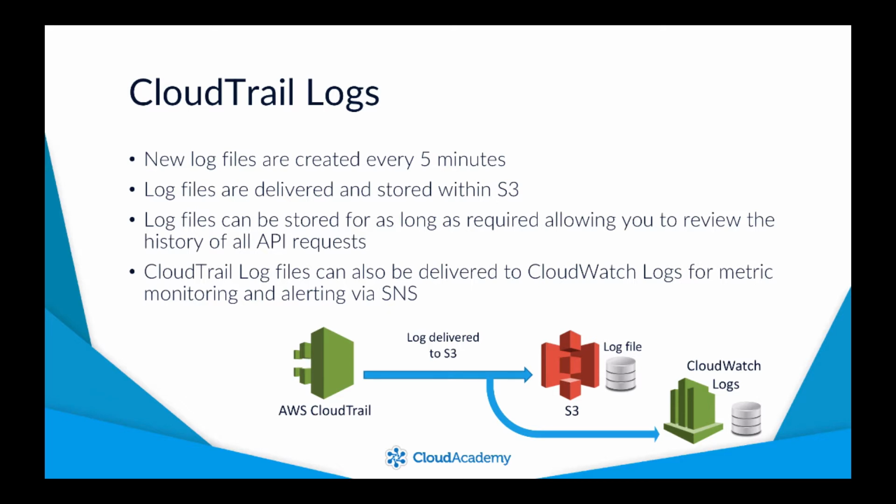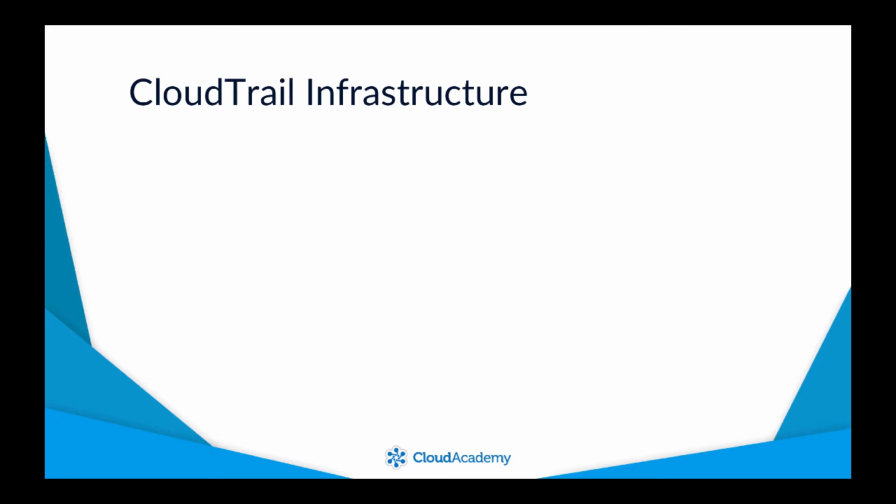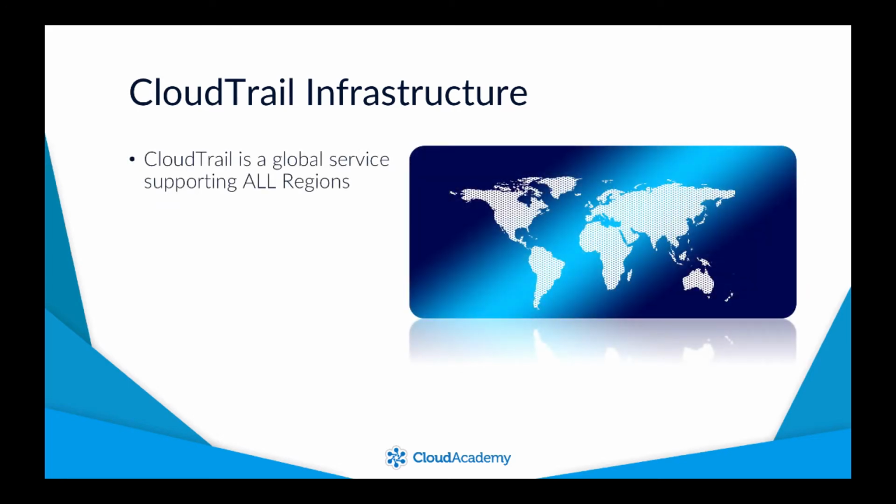Now let's take a look at the CloudTrail architecture to understand where it can be implemented from an AWS region standpoint and which services can be supported. AWS CloudTrail is a global service with support for all regions. Support for the latest region, EU London, was added in mid-December 2016.